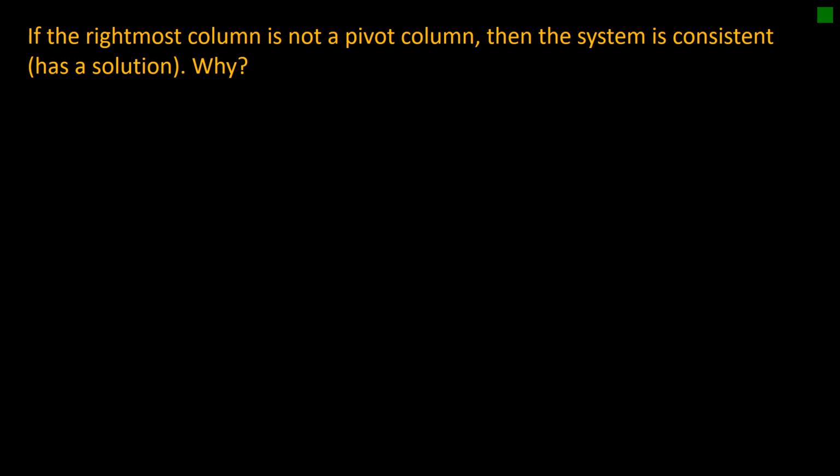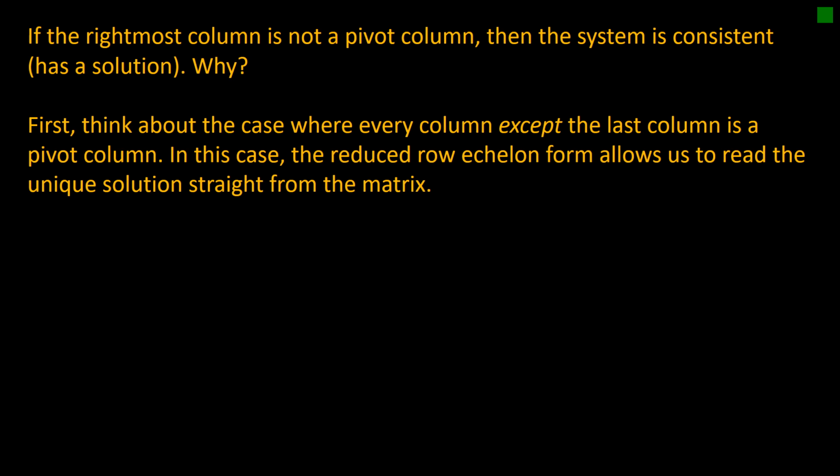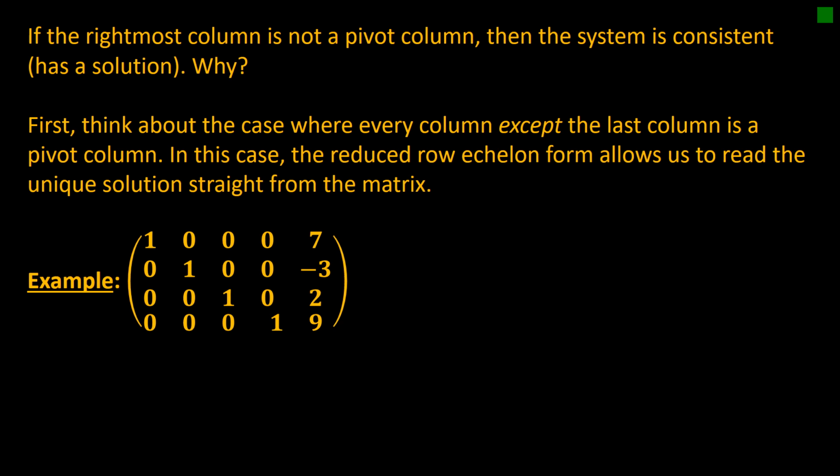If the rightmost column is not a pivot column, then the system is consistent, which means it has a solution. And why is that true? Well, first, let's think about the case where every column except the last column is a pivot column. So you put it in row echelon form, and you have a pivot in every column except the last one. In this case, the reduced row echelon form allows us to read the unique solution straight from the matrix. So we have a unique solution, and we can read it straight from the matrix.